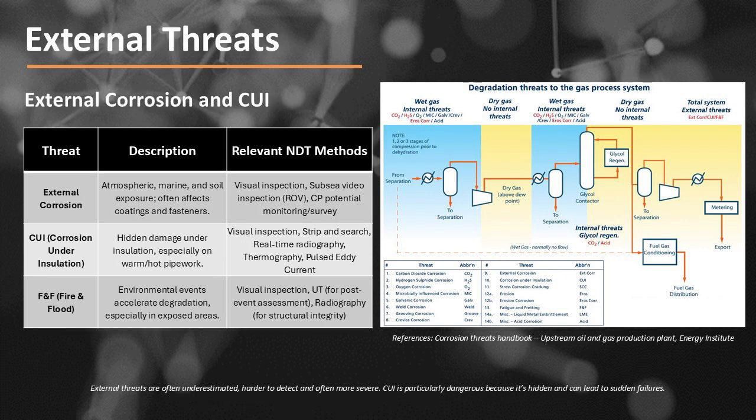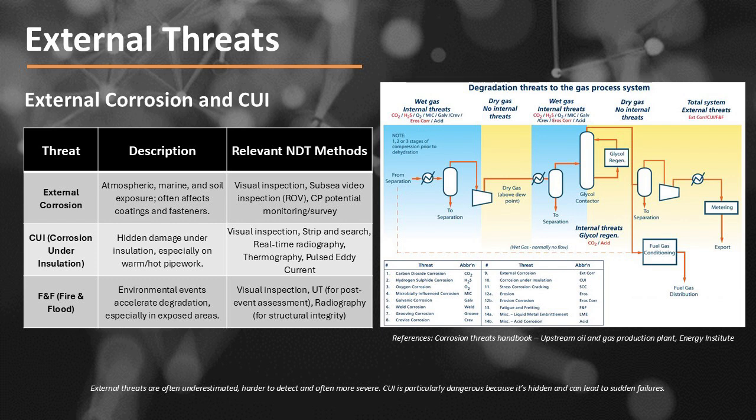External threats, external corrosion and CUI. Number 1 is external corrosion threat. Atmospheric, marine, and soil exposure often affects coatings and fasteners. Relevant NDT methods to detect external corrosion: visual inspection, subsea video inspection using remote operated vehicle or ROV, and CP potential monitoring or survey.